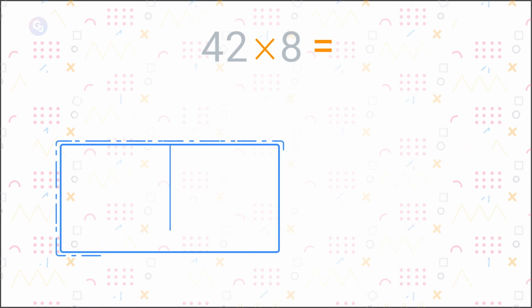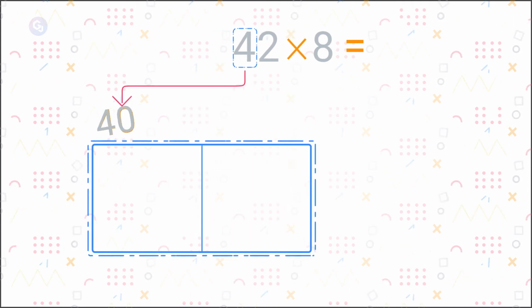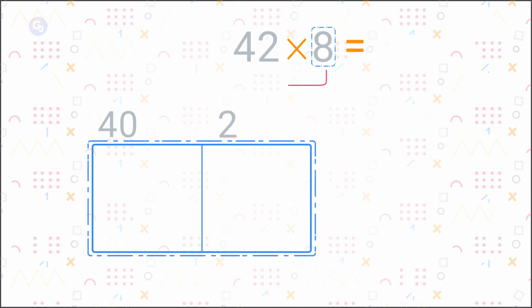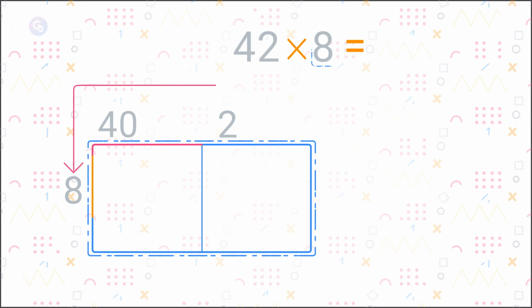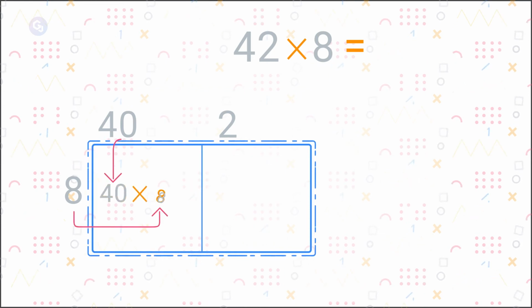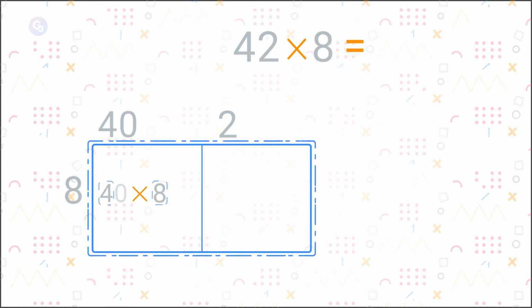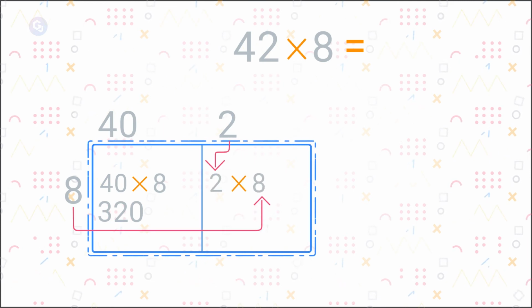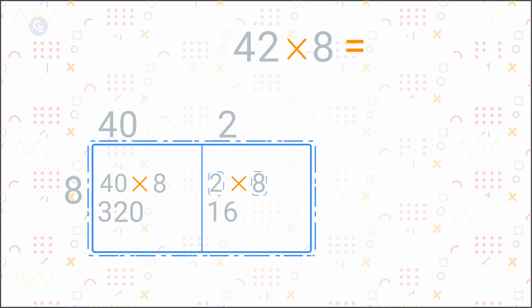Well, on your area model, you can break up 42 into 4 tens, or a value of 40, and 2 ones, or a value of 2. Then you multiply each of these pieces by 8. In the first box, you multiply 40 times 8 by solving 4 times 8, which is 32, and then adding a 0 to get that 40 times 8 is 320. In your next box, you multiply 2 times 8, which you know as a multiplication fact is 16.